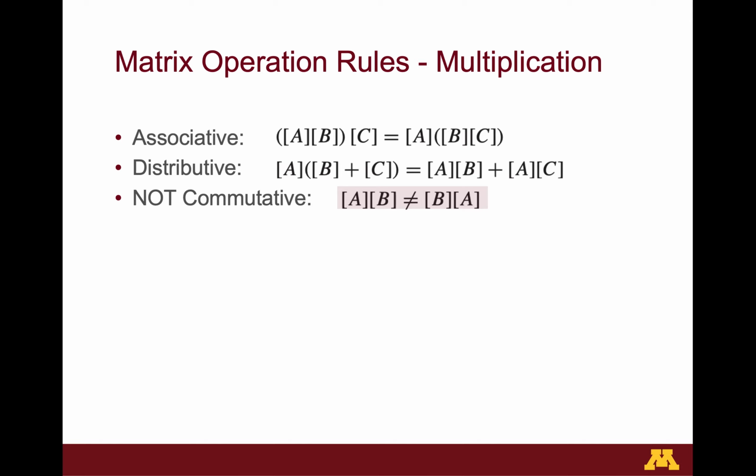The answer to the previous question is no, because the calculations will change when you switch A and B. So matrix multiplication is not commutative. But matrix multiplication still has the associative and distributive properties shown in the first 2 lines of this slide.